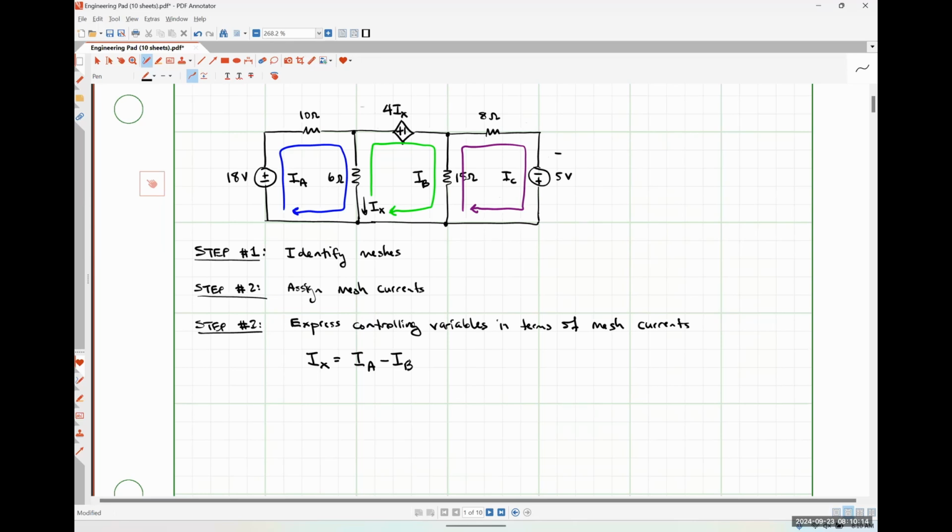Just note that if I had defined IB as in the opposite direction, so flowing counterclockwise, then the current IX would simply be IA plus IB because those two mesh currents would add together when they flow down through that 6 ohm resistor. So the direction that we choose for our mesh currents is important and will greatly affect our equations and all of that kind of stuff. So I just want to make it obvious.